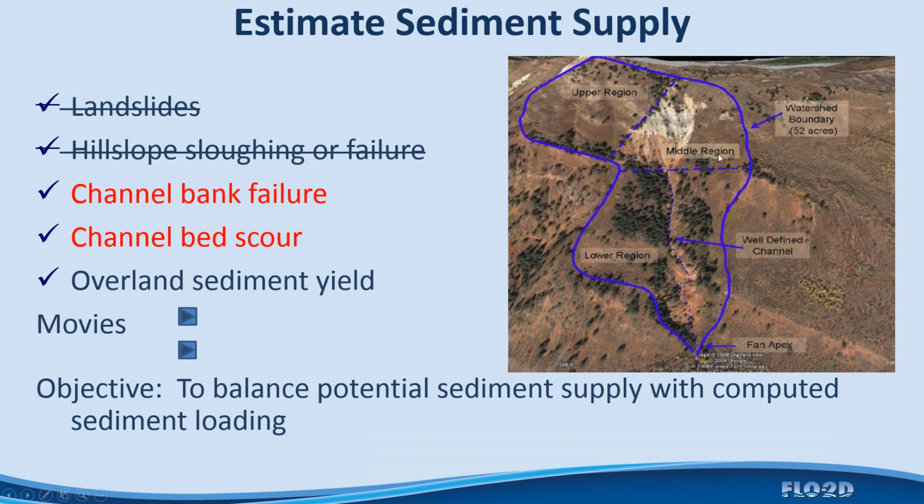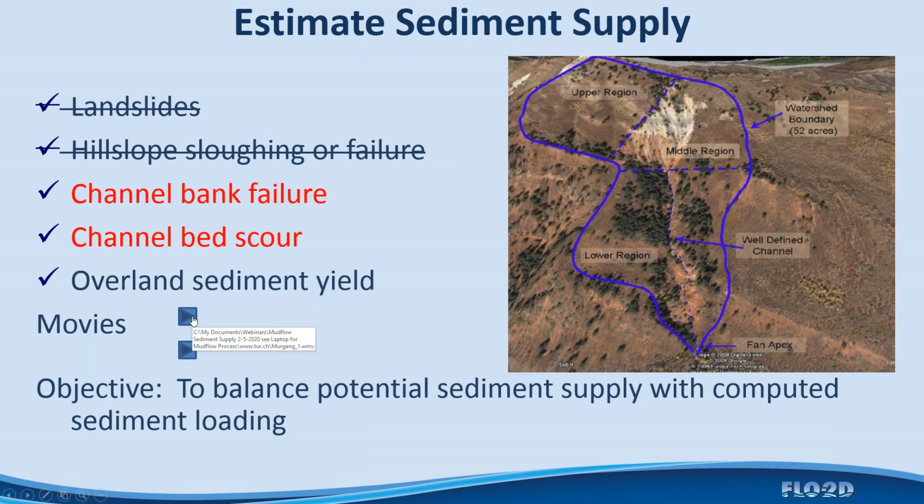We might look at an overall area and see if there is some hill slope sloughing or landslide conditions in the upper watershed. We may look at a watershed that didn't have either of these, where the principal sediment supply is going to occur in the well-defined channelized portion of the upper watershed, the canyon portion of the watershed above the alluvial fan apex. And then the overland sediment yield in this case may be limited to an upper region or along the upper portions of the canyon reach of the watershed.